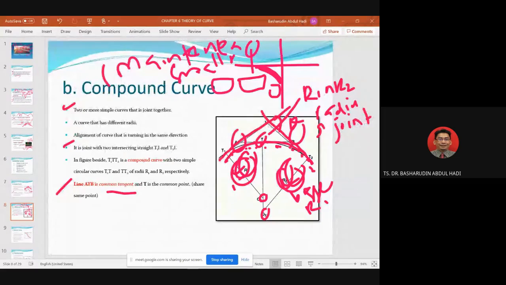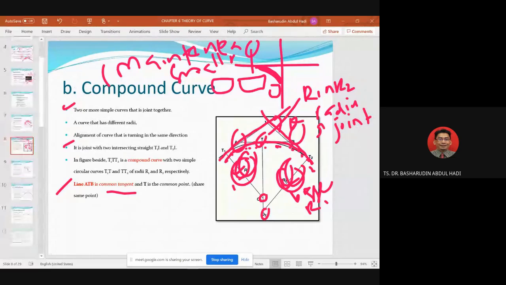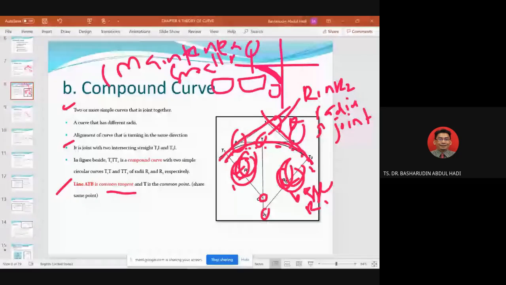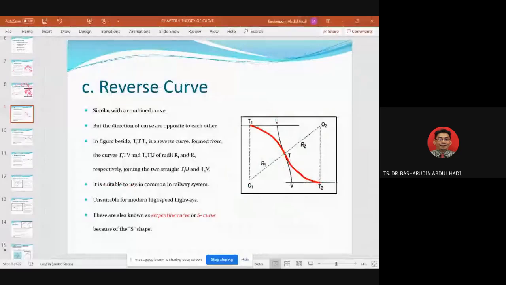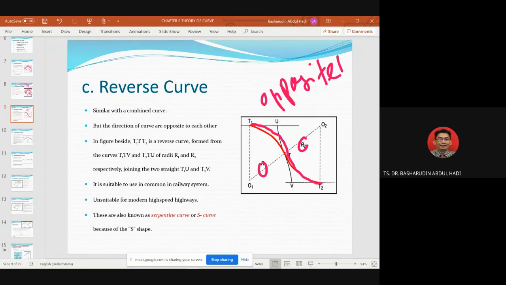First we have the simple curve, then the compound curve. Now we have another one, more challenging: a reverse curve. A reverse curve is like this. We go from T1, curve, and then straight away to T2. We have radius 1 and radius 2, but this one is opposite, in the opposite direction. It is similar to a compound curve, with two radii connected at point T.